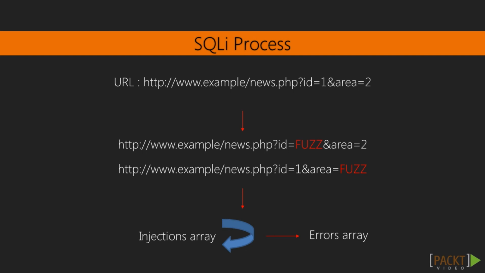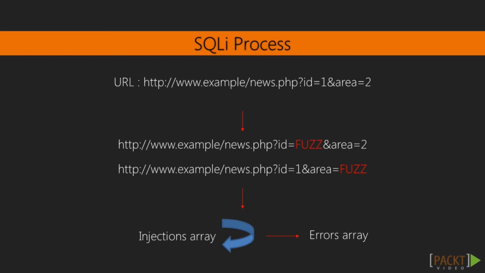So the process we need to do is, for every URL that has parameters, we need to replace each parameter value by fuzz, while conserving the rest of the parameters' values, instead of replacing all the values by fuzz at once. Then we replace the fuzz string in each URL by each value in the injections array. We then execute the request and match the results content with the MySQL errors in the errors array.